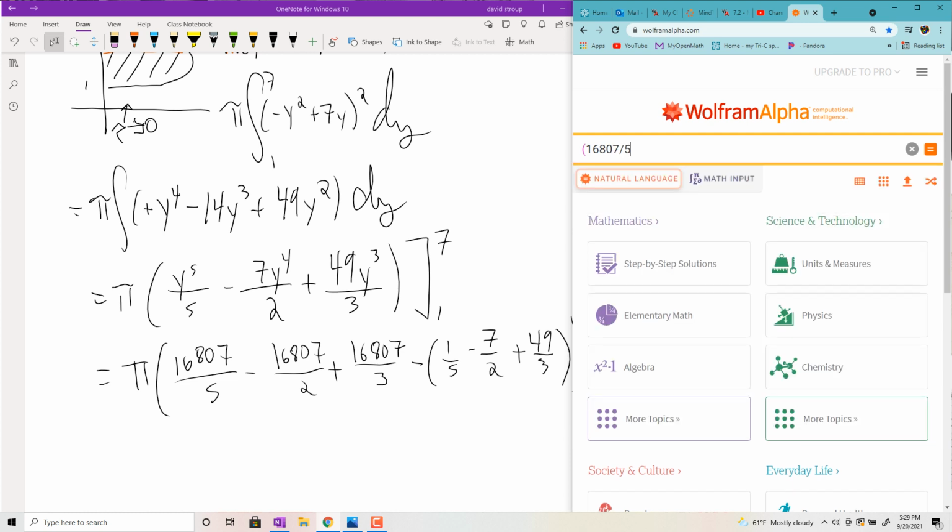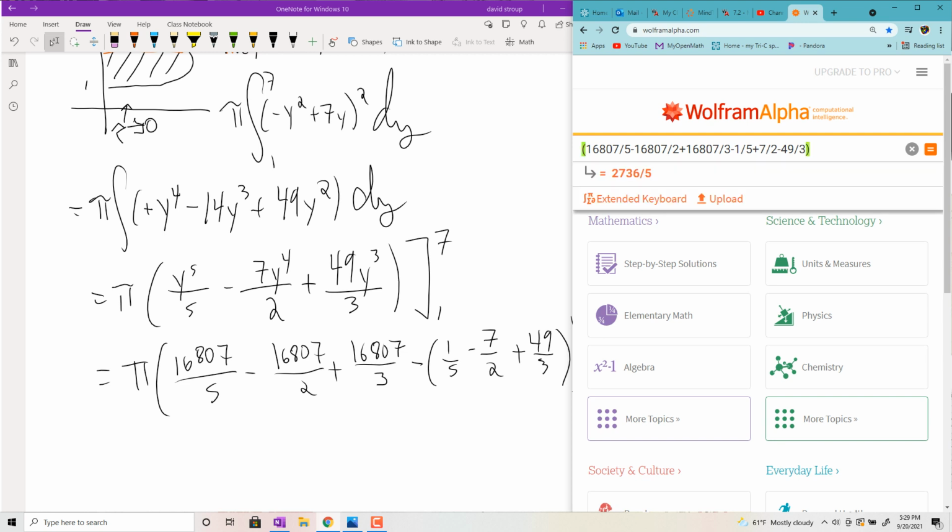16807 over 5 minus 16807 over 2 plus 16807 over 3 minus 1/5 plus 7 halves minus 49 thirds. So that gives 2736 over 5 pi.